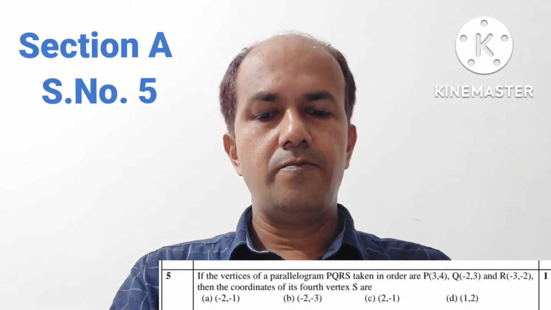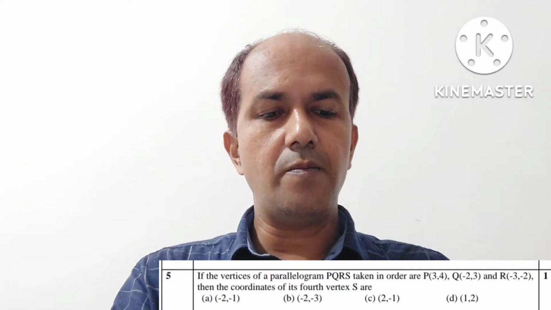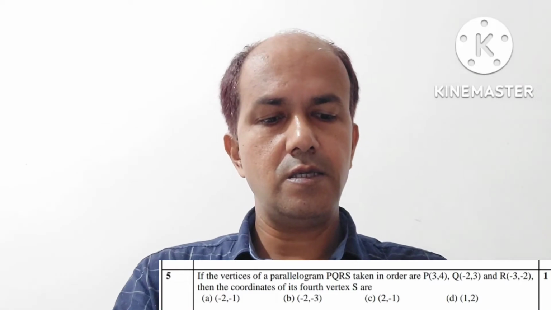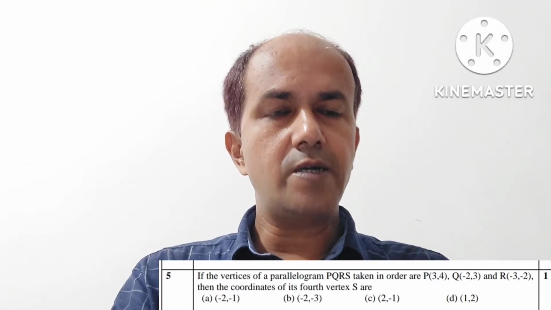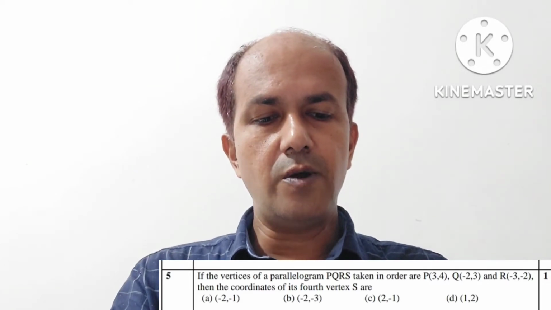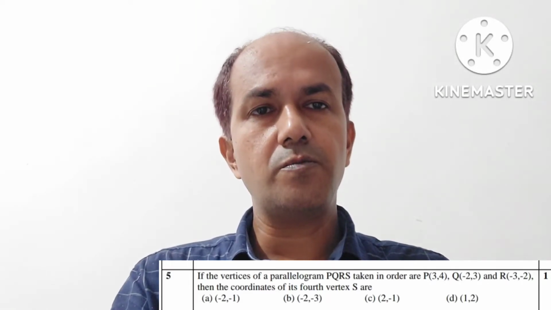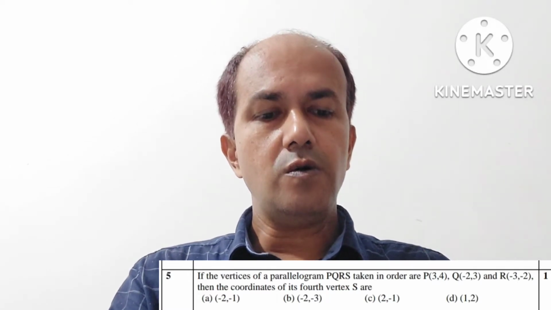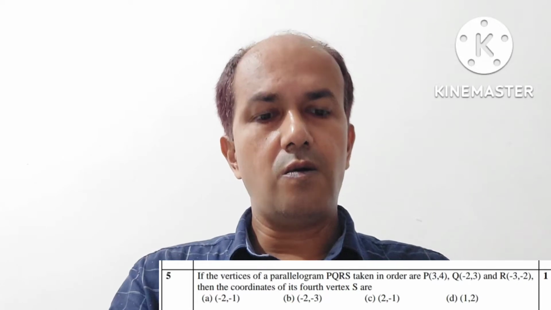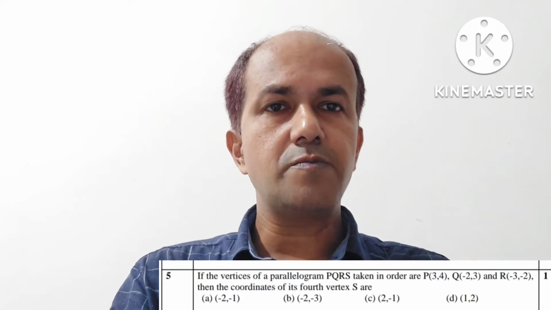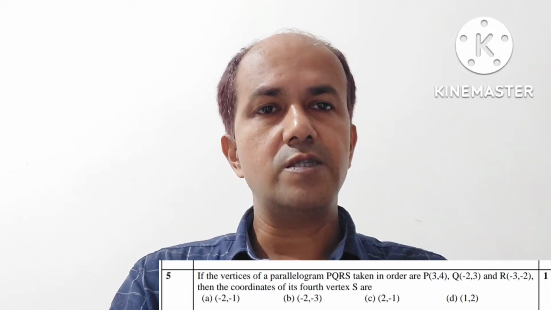Question number 5. Here the vertices of a parallelogram PQRS are P, Q, R and S. The coordinates of three vertices P, Q and R are given, and you have to find the coordinate of the fourth vertex S. You know, the diagonals of a parallelogram bisect each other. Using this property, you can solve this question.